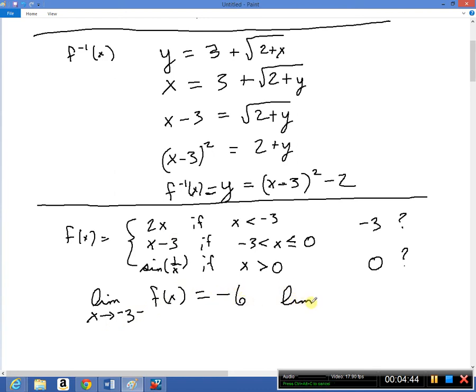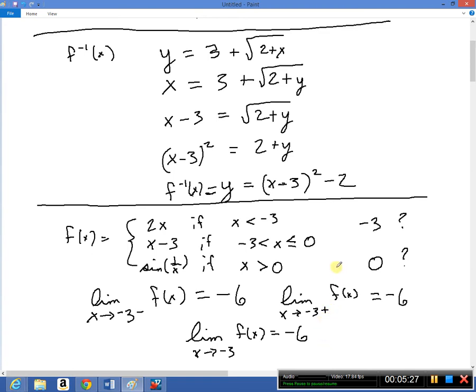Okay, check out the limit now as x approaches negative 3 from the right. That means x is bigger than negative 3, so you're over here. And you've got to use this formula, x minus 3. This function, f of x, is x minus 3 when x is a little bit bigger than negative 3. So as you get close to negative 3, this becomes close to negative 3 minus 3, which is negative 6 also. So the limit from the left and the limit from the right agree, and therefore the limit as x approaches negative 3, no left or right, is negative 6. So the function does have a limit at negative 3.